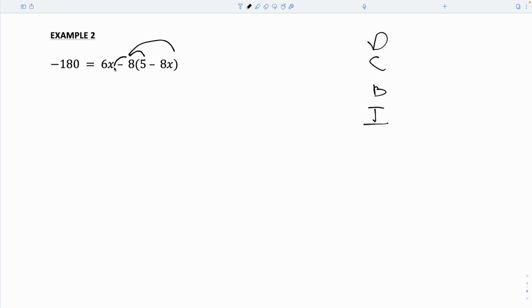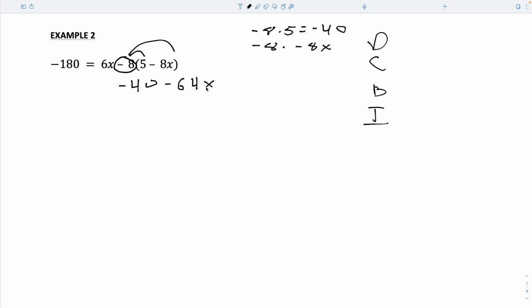When I distribute the 8 on the outside, notice it has a negative. So I'm distributing the negative 8 with the 5 and the negative 8 with the negative 8x. Negative 8 times 5 would become what? Ella, you got it. Negative 8 times negative 8x is what? Jasper. 64.